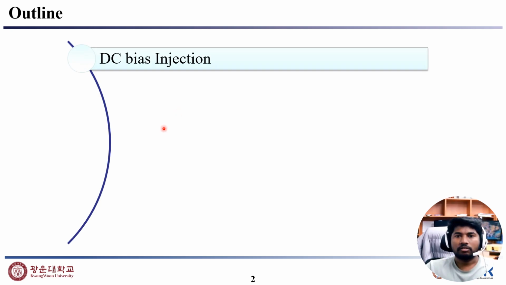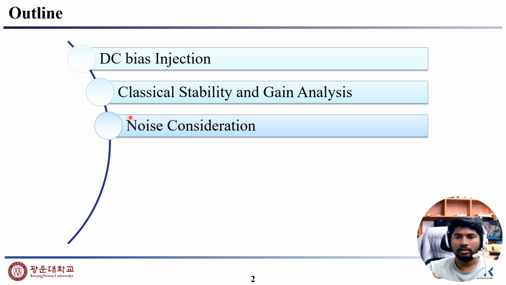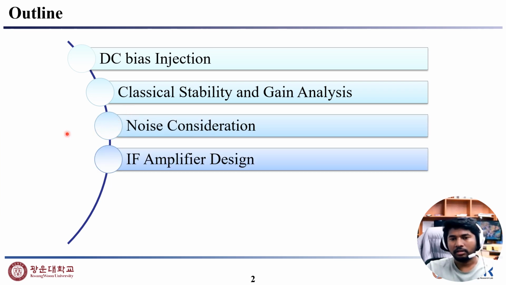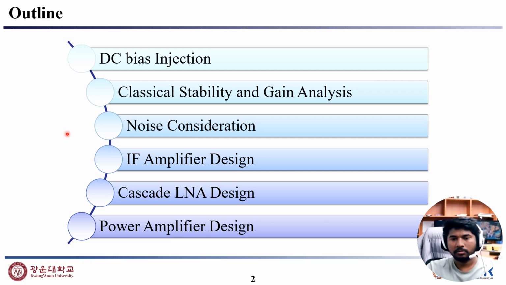So this is our outline. First we will discuss DC bias injection, then classical stability and gain analysis. Thirdly we will discuss noise consideration, and then IF amplifier design, then cascade LNA design. Finally we will discuss power amplifier design.